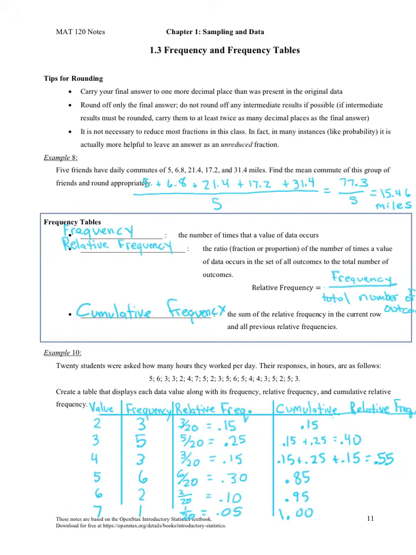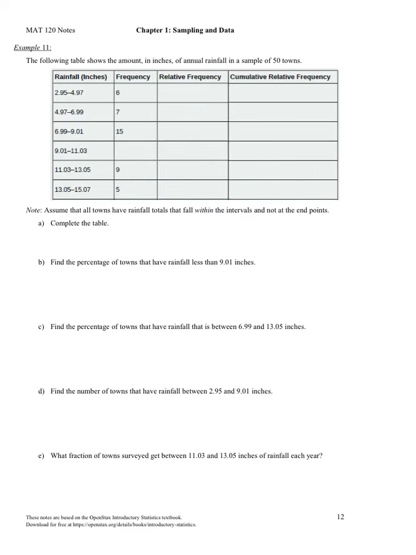Please notice in our cumulative relative frequency column, all of our data should add up to the value of 1 or 100% in the very last row. Moving on to the next page, take a look at example 7 and pause the video. See if you can fill out this chart on your own.